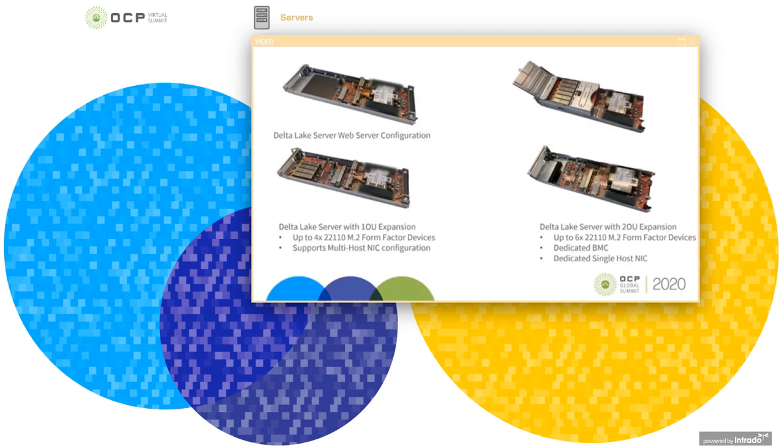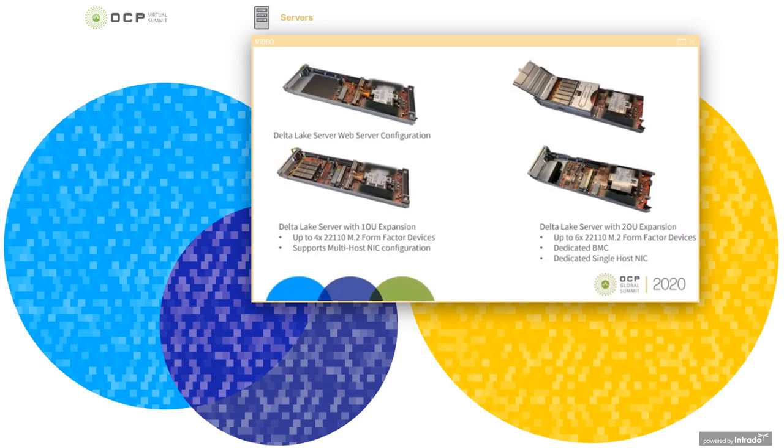This is just the bare bones option, and it has a lot of room for expansion, as you'll see in the other options. Directly below that, there is a Delta Lake with the 10U expansion. That 10U expansion can support up to 4 22110 M.2 devices, depending on whichever type of M.2 device you particularly like for your application. Using the 10U expansion, it still supports a multi-host NIC, like the standard web tier server, and can support up to 4 blades per baseboard in each sled.